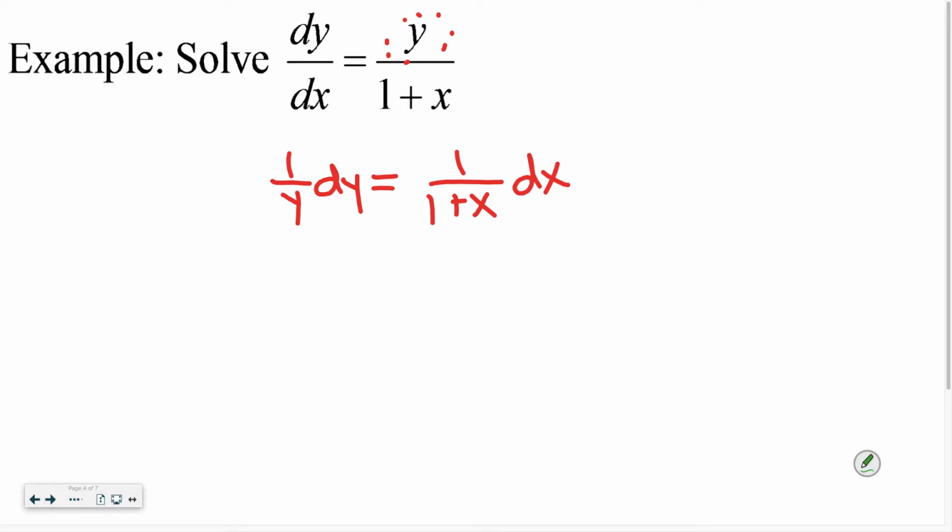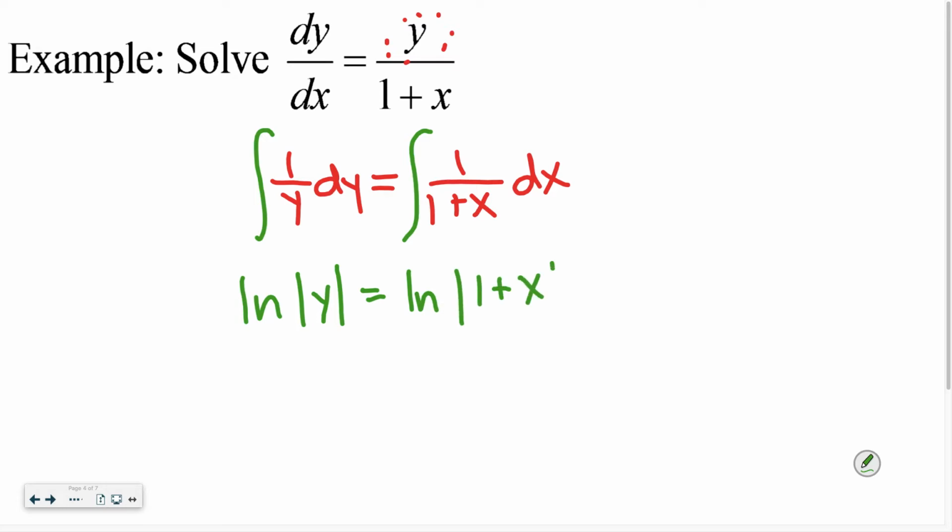First of all, questions about how we got there. Do you remember what the antiderivative is of 1 over y? Yeah, the natural log of y. So the antiderivative here is the natural log of the absolute value of y. The antiderivative here would be the natural log of 1 plus x. Okay. That stuff is pretty straightforward.